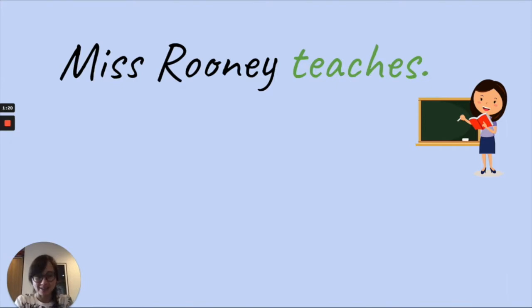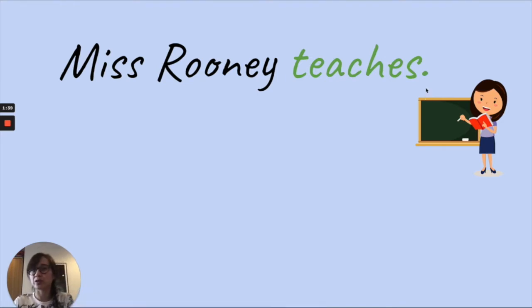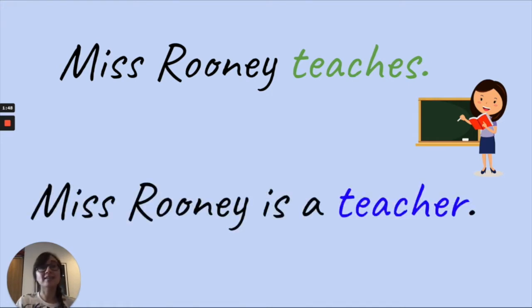Here is a sentence. Miss Rooney teaches. Miss Rooney teaches. Which word in this sentence is the doing word? It's teaches. Teaches is what Miss Rooney does. Now, we can actually change the word teaches to be a noun. What is Miss Rooney? Miss Rooney is a teacher. So we have changed the word teaches to teacher.